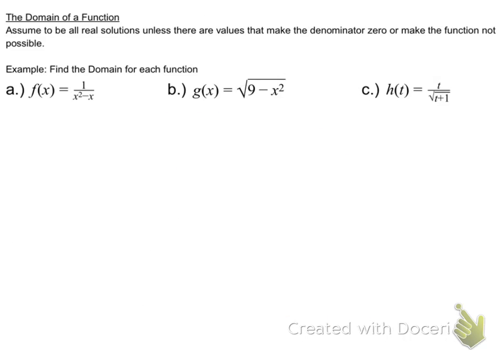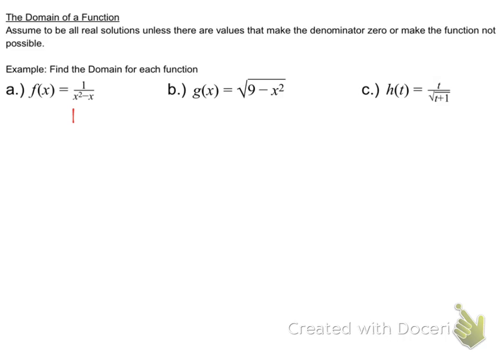The last ones that I want to talk about are the ones that are just going to ask you to find the domain. So I gave you a little key here. We're just going to assume, without even having to say it, it's all real numbers, except in places where it makes the denominator 0, or makes the function not possible. So in our first problem, f of x equals 1 over x squared minus x. It's a fraction. What can't be true about fractions? You can't divide by 0.